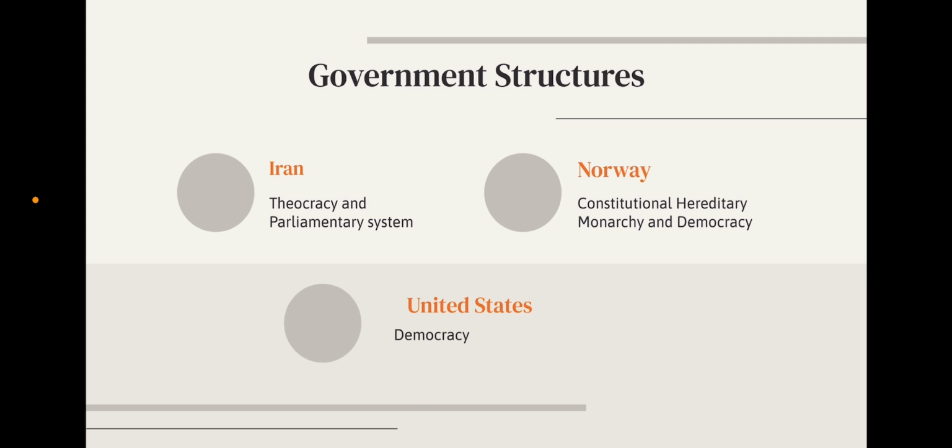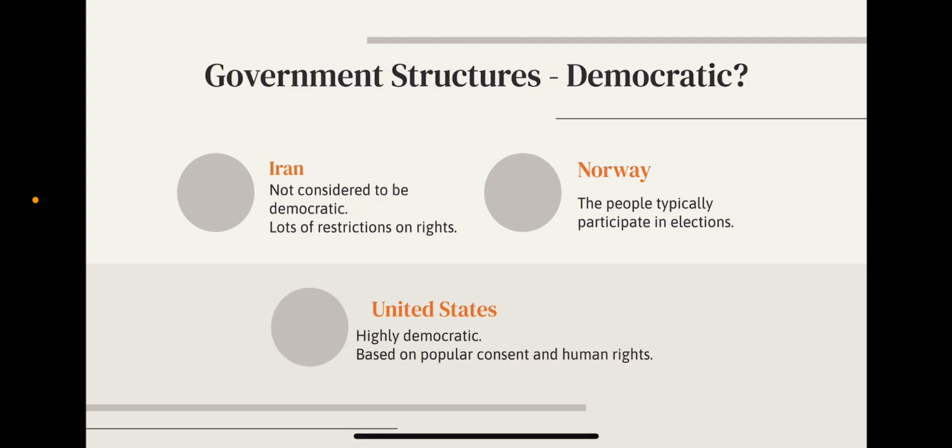In the United States, people elect the president every 4 years through the Electoral College. This all shows that the United States is a democracy, and then I will go on to discuss more about that on the next slide.